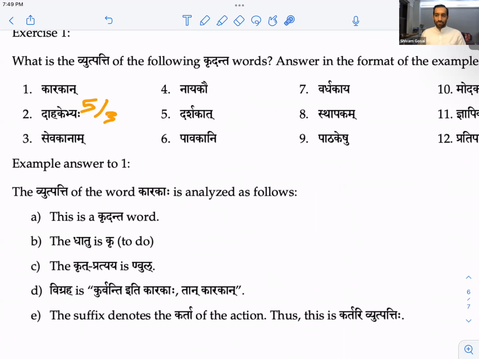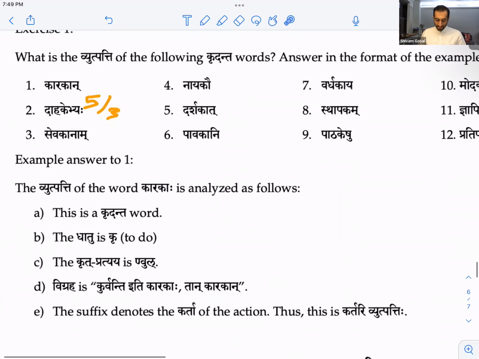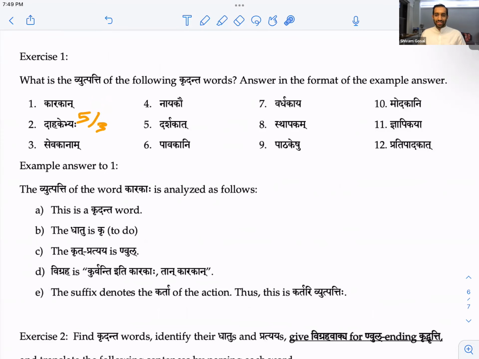Let's do one more example. Sevakanam. Sevakanam. So if you're thinking of what is the tad shabda for nam, for 6-3?